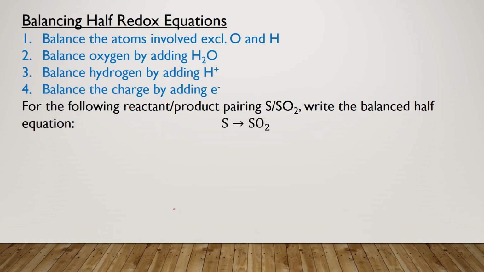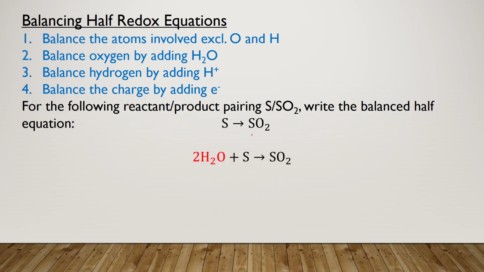So we're going to go through another example now. We've got a new reactant and product pairing, sulfur and sulfur dioxide. So pause the video, follow the same steps that we just went through, and try and make the fully balanced half equation for this reaction. Okay, so now we're going to go through the solution.